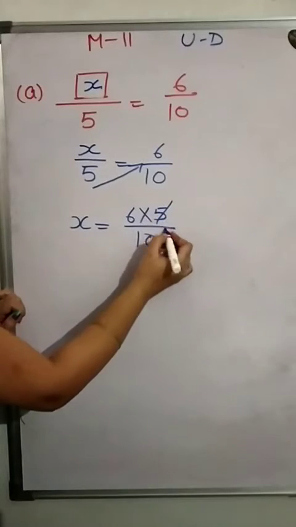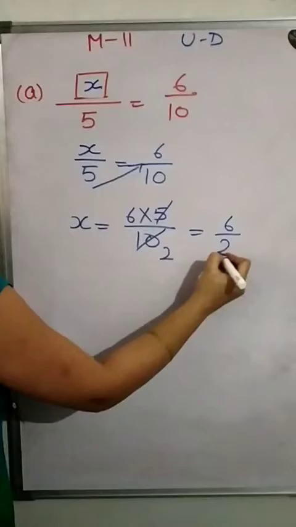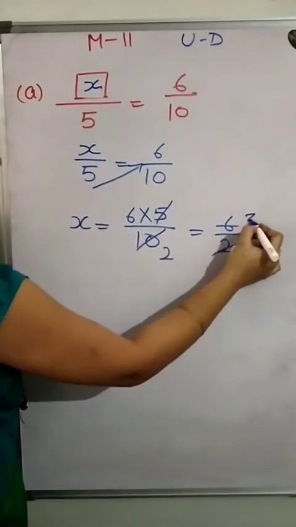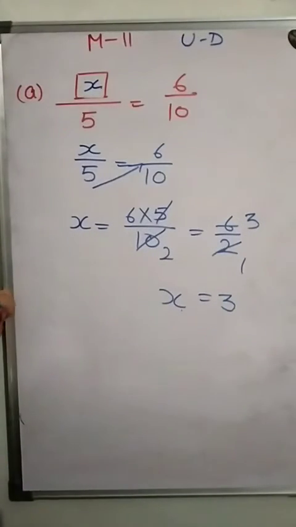So we can cut: 5 2s are 10, and then again 6 upon 2 is here. Then what do we do next? Again we can cut: 2 1s are 2, 2 3s are 6. So the value of x is equivalent to 3. So in this way you can solve. I am explaining one more example.